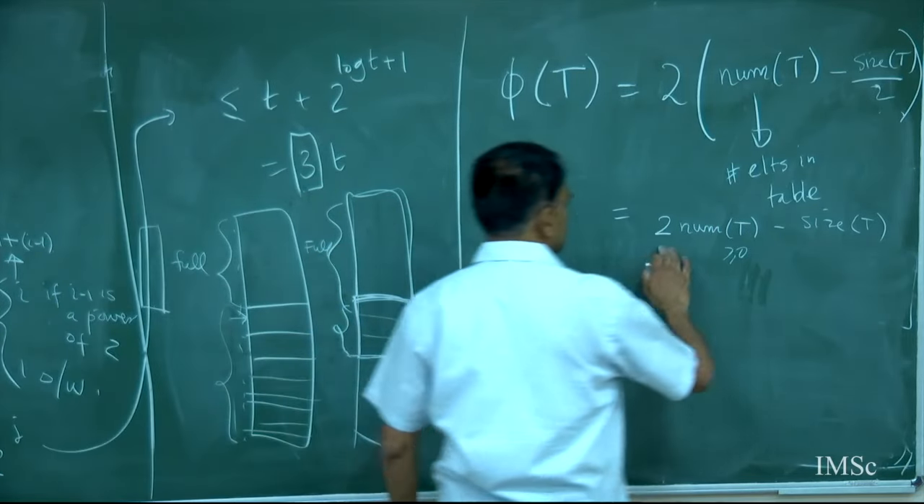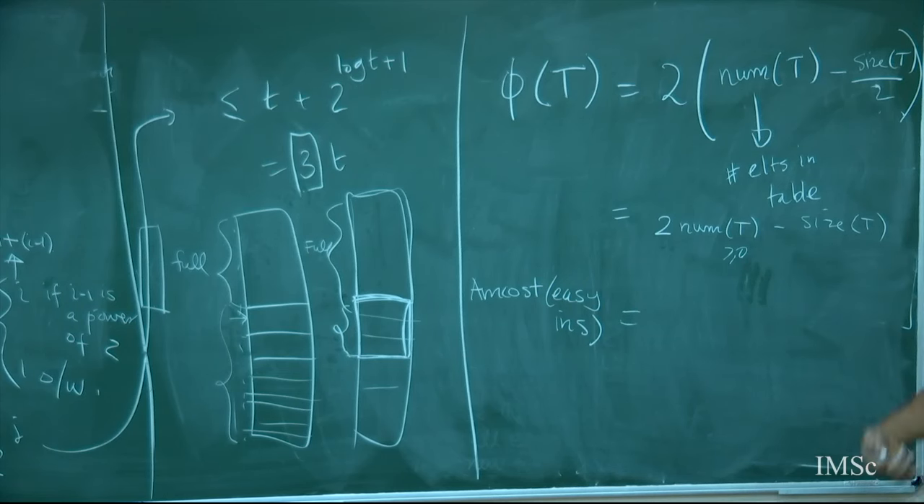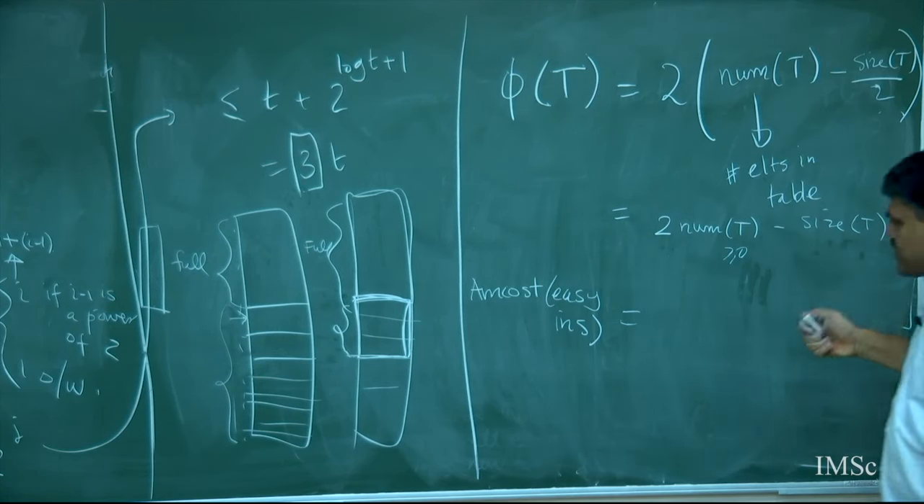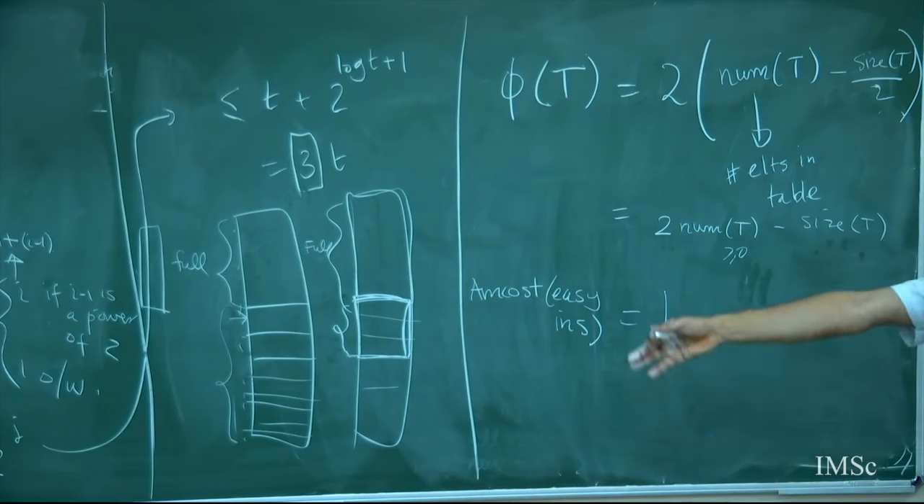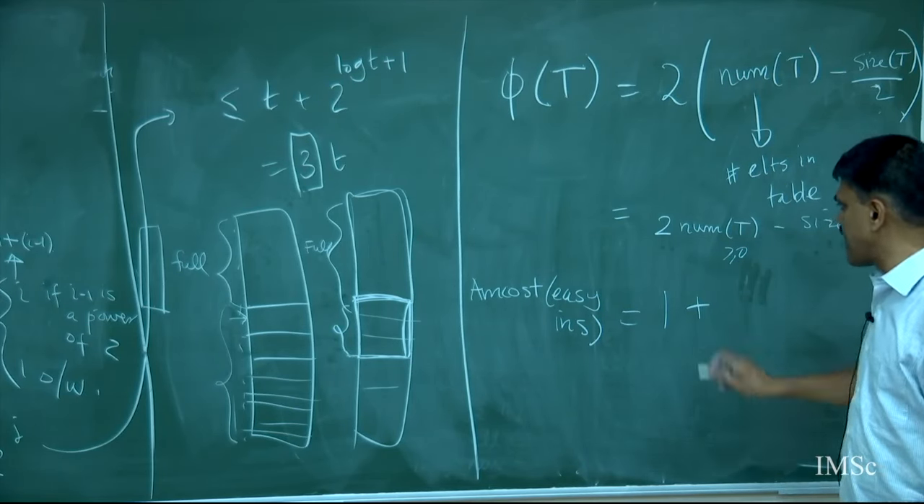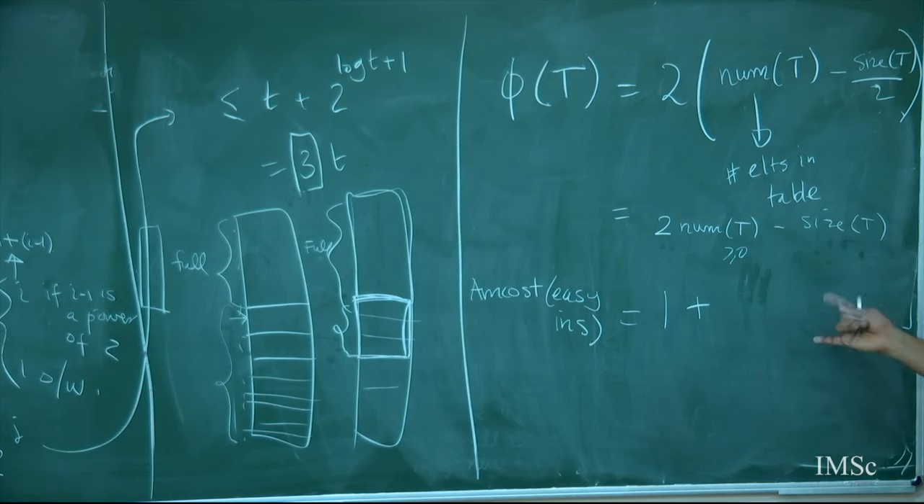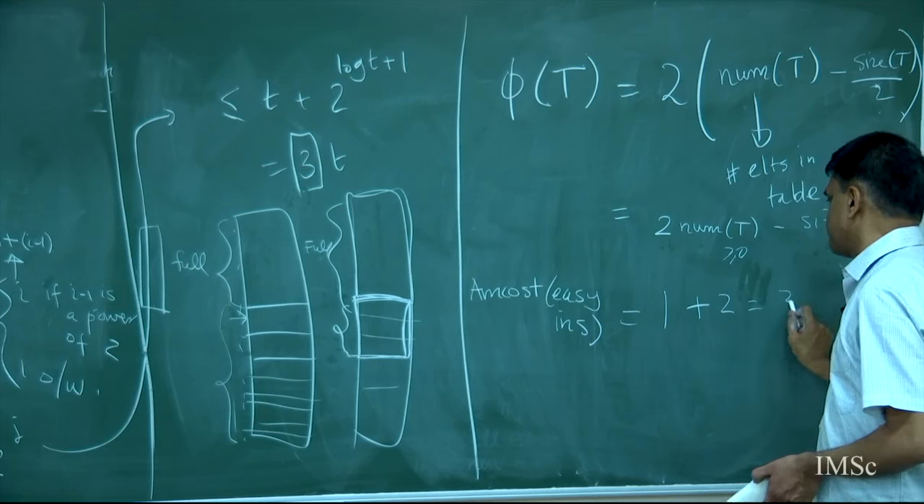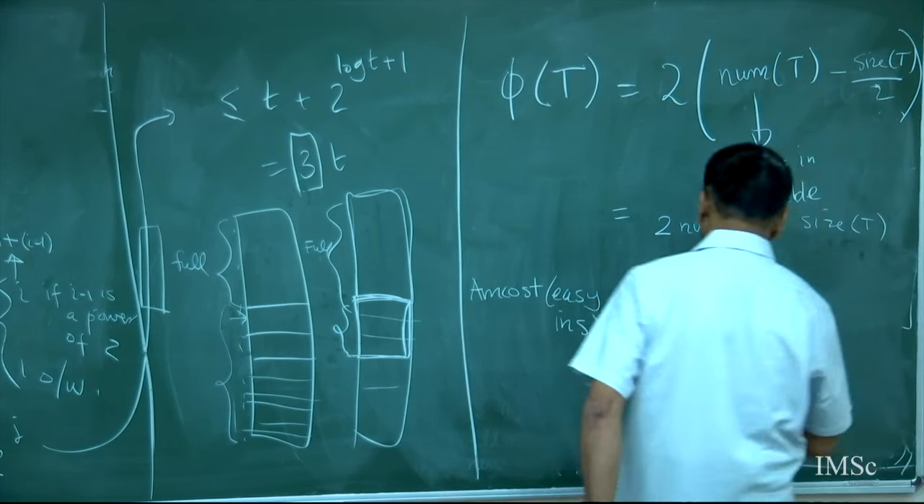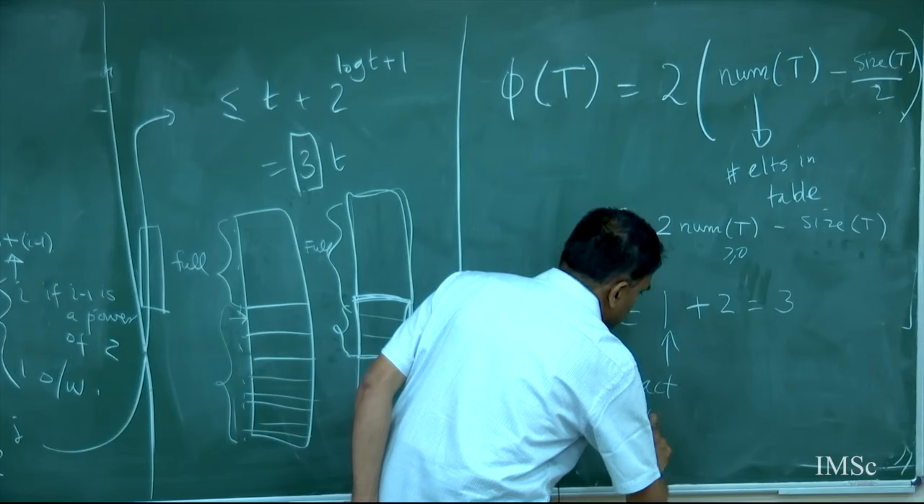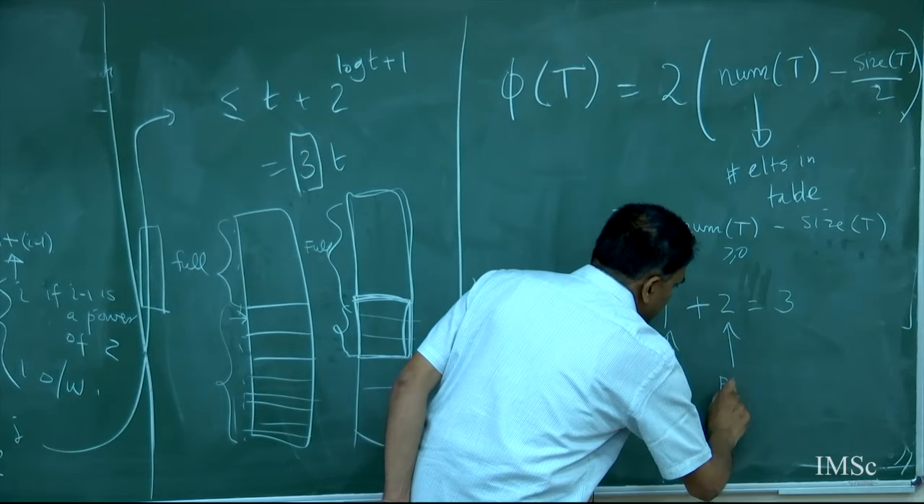Because this is my potential now, if I'm doing an easy insertion, the size of the table doesn't change because I'm not expanding, so this will cancel out. What is the actual cost? 1, because it's an easy insertion, space is available, I'll copy it. Plus, what is the change in the potential? Size doesn't change, so it will cancel out. The number of elements increases by 1, so 2 times that increases by 2. So the amortized cost is equal to 3. This is the actual cost and this is the potential increase.